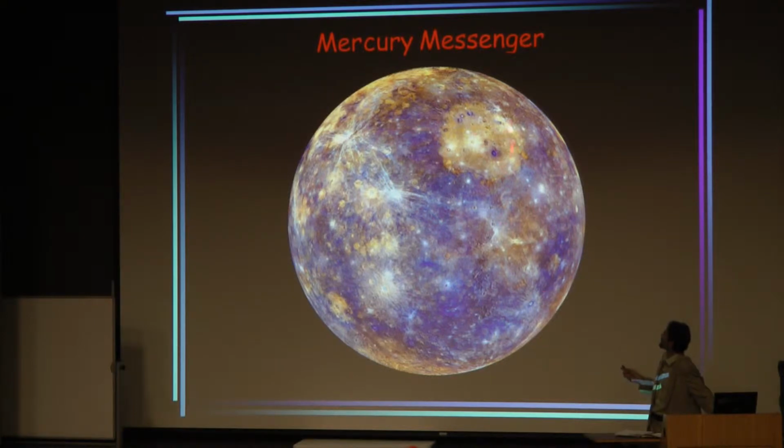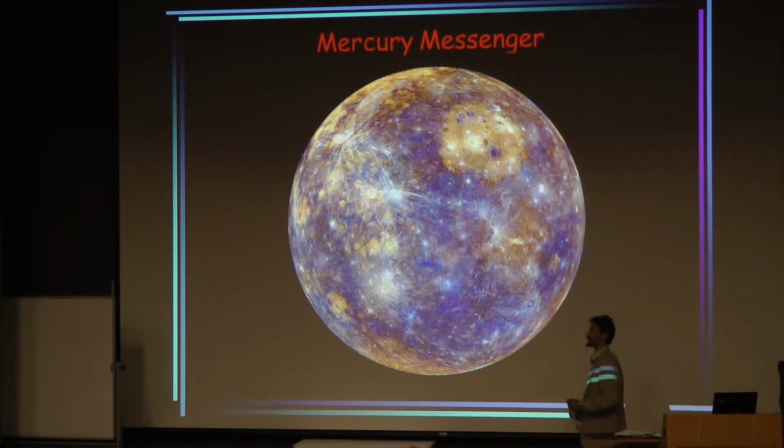So now for the first time, we're actually able to see really high resolution and true color images of the entire surface of Mercury, which is going to kind of revolutionize our understanding of the formation of terrestrial planets because we've never really been able to see these details. Yes?